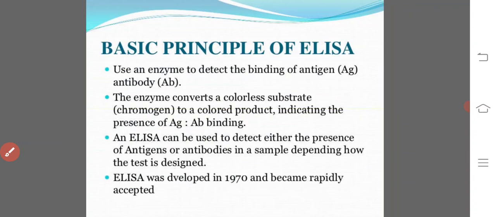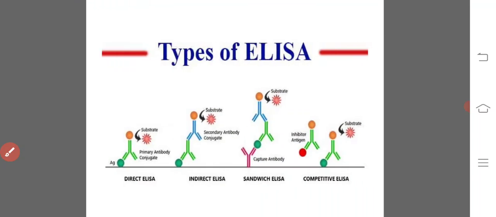And see the principle behind the ELISA test. We will use an enzyme to detect the binding of antigen and antibody. The enzyme converts a colorless substrate, which is usually a chromogen, to a colored product, indicating the presence of AG or AB binding. An ELISA can be used to detect either the presence of antigens or antibodies in a sample, depending on how the test is designed. ELISA was developed in 1970 and became rapidly accepted by all the scientists. And there are different kinds of ELISA.